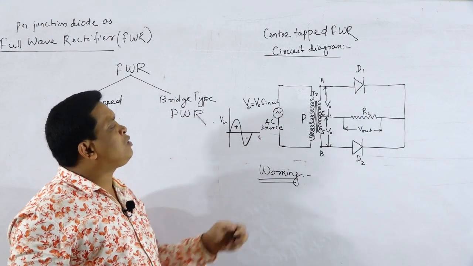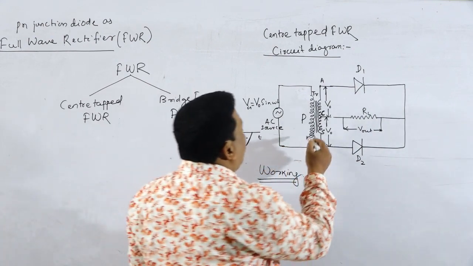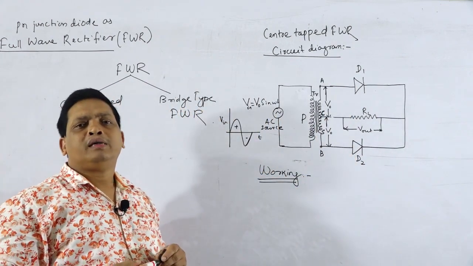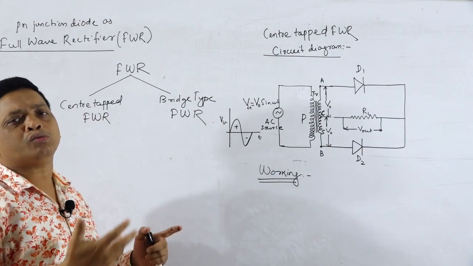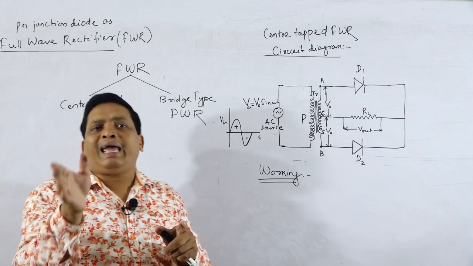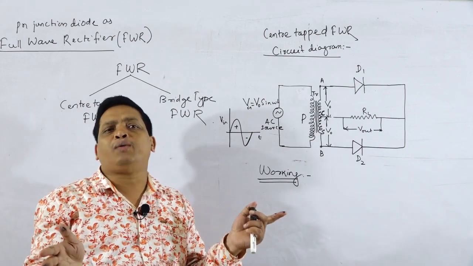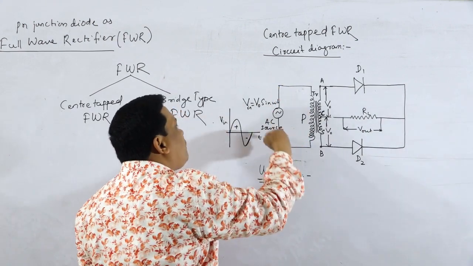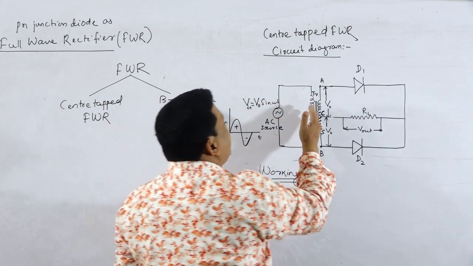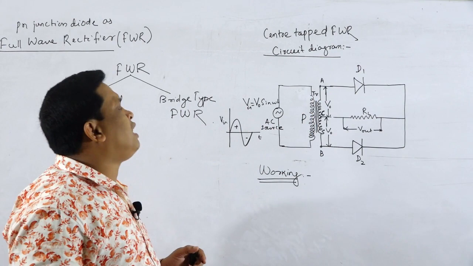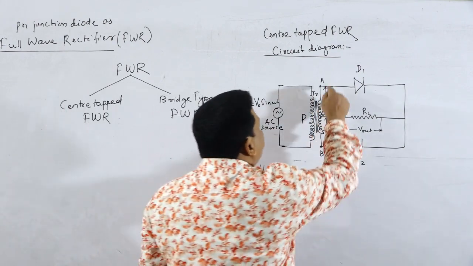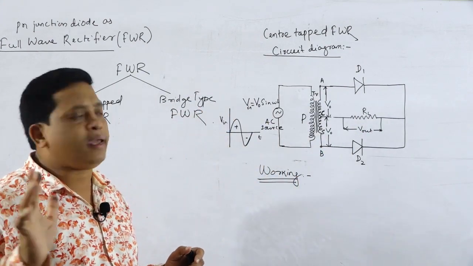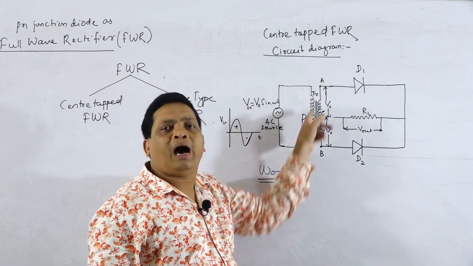When AC is applied to the primary winding, the AC also appears across the secondary winding of the transformer, because a transformer simply steps up or steps down the AC. So we get AC both at the primary and secondary winding of the transformer. So here the AC which is to be rectified, when applied to the primary of the transformer, appears across the secondary winding of the transformer. So due to this, the polarity of the two points A and B changes after every half cycle.